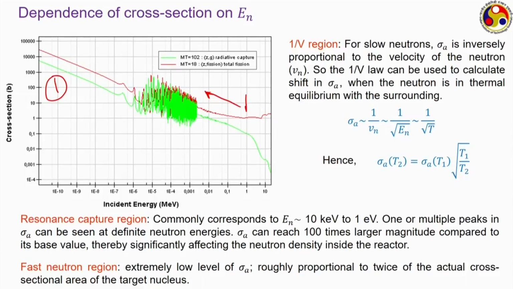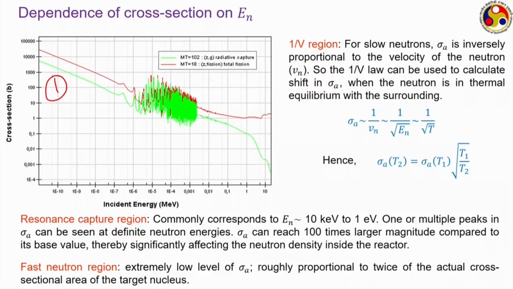Fast neutron refers to neutron energy greater than 1 electron volt, going up to 10 keV or 0.01 mega electron volt. In this region it is generally not very important from the power generation point of view, but it is found that the cross section is roughly proportional to twice the actual cross section area of the target nucleus. Here we are talking about the actual or physical cross section, not the cross section from the nuclear point of view. So, the variation of cross section with kinetic energy can have 3 clear zones.